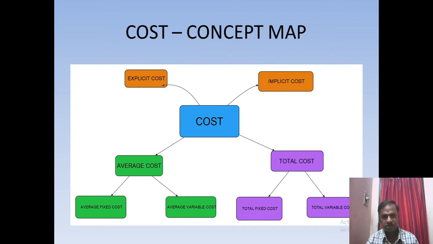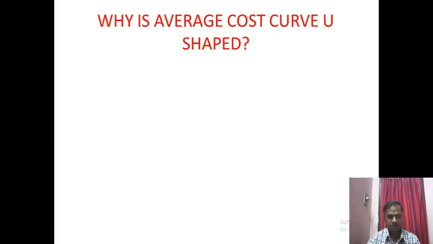So this cost is classified into average cost and total cost. Average cost is again classified into average fixed cost and average variable cost. Total cost is again classified into total fixed cost and total variable cost. This we discussed in the last class.